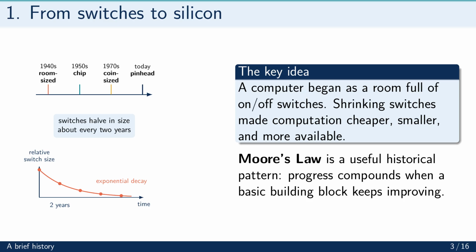The graph illustrates Moore's law as a pattern of exponential decay in switch size. Every few years, the basic component becomes roughly half as large. The result is not merely a smaller machine. Smaller switches reduce cost, power consumption, and physical space, allowing computation to spread into more parts of society.